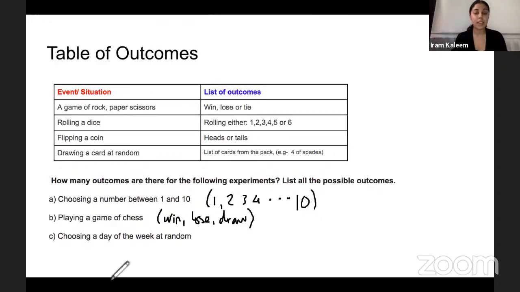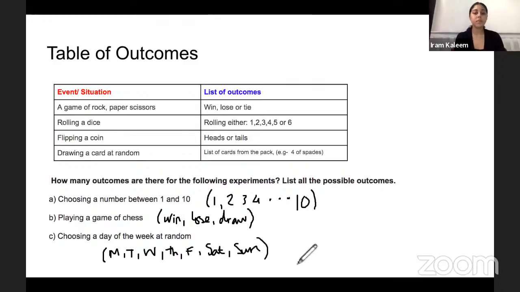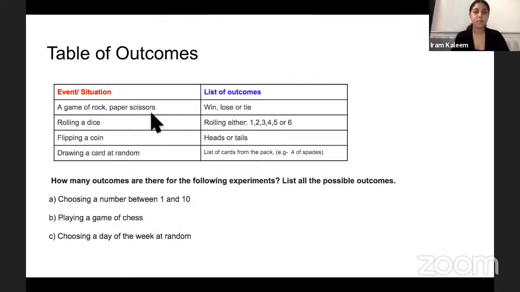Choosing a day of the week at random. So you would literally just list all the days. I'm going to do the letters: Monday, Tuesday, Wednesday, Thursday, Friday, Saturday, and Sunday. So that's literally it. So well done if you got any of those.